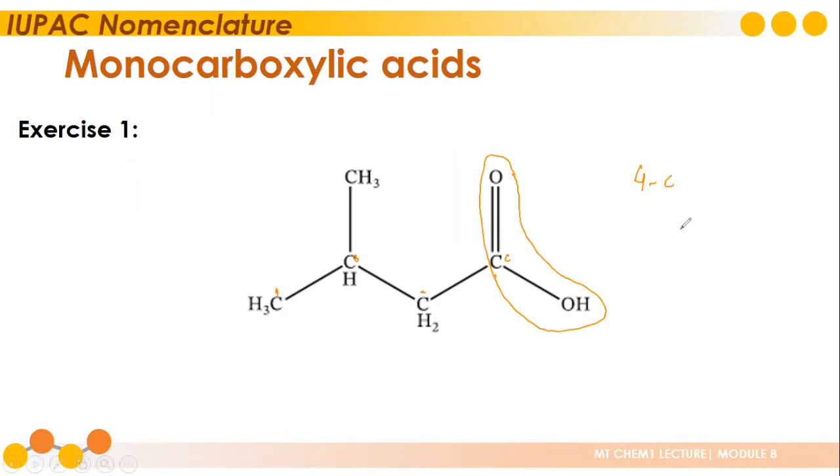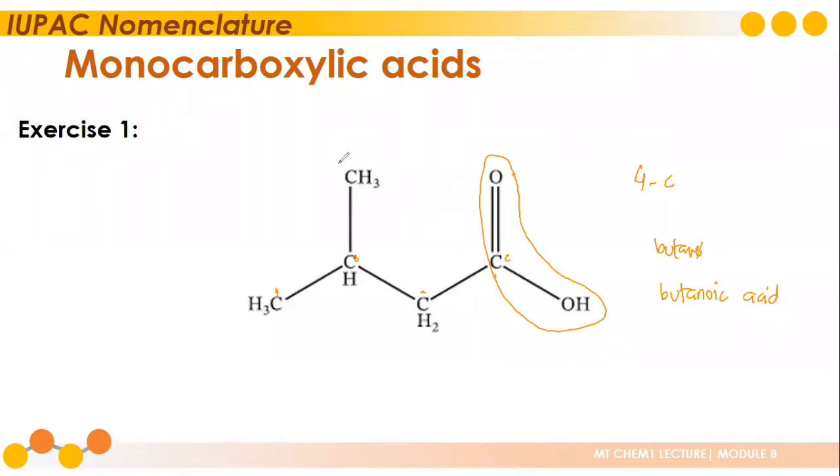So we have 4 carbon chain lengths, which is butane. And then as stated in the rules a while ago, we will be dropping the last E and changing it to oic acid. So this will now be butanoic acid. Let's now proceed with naming the substituents.